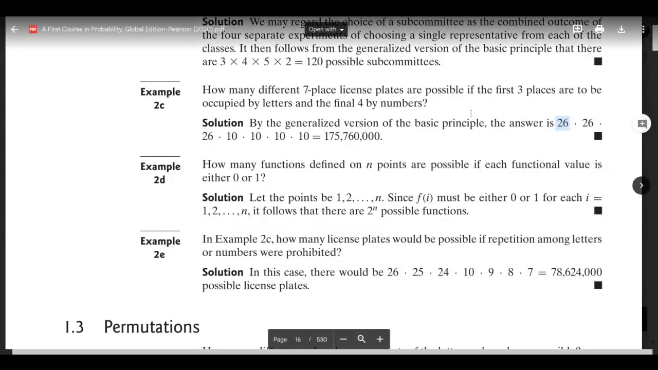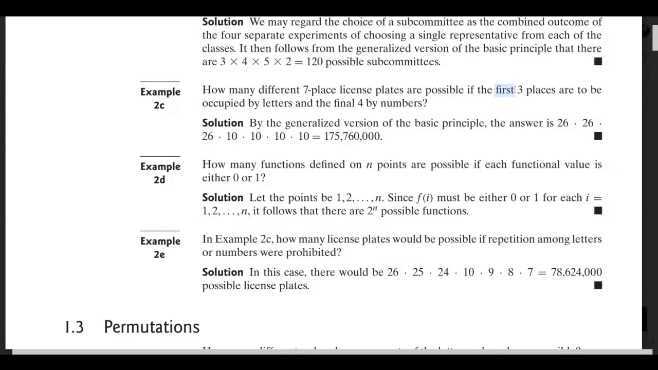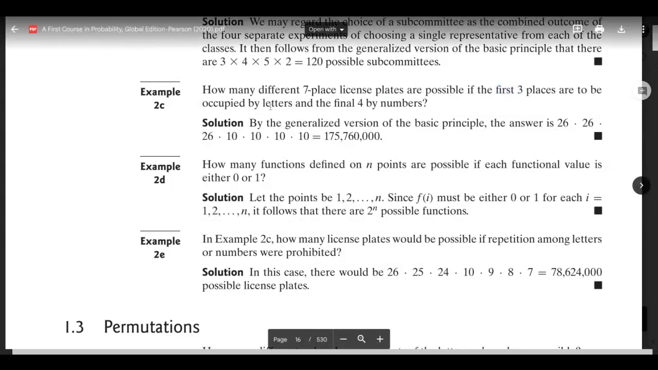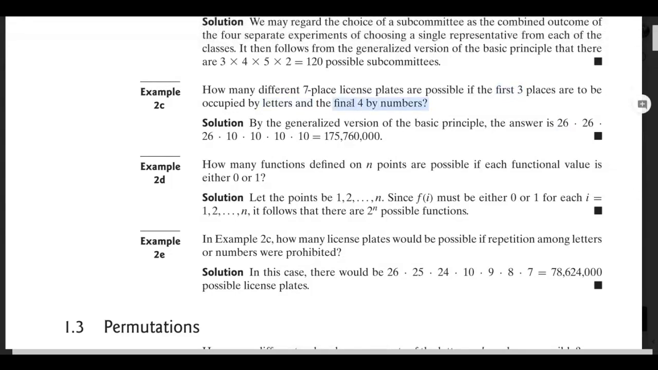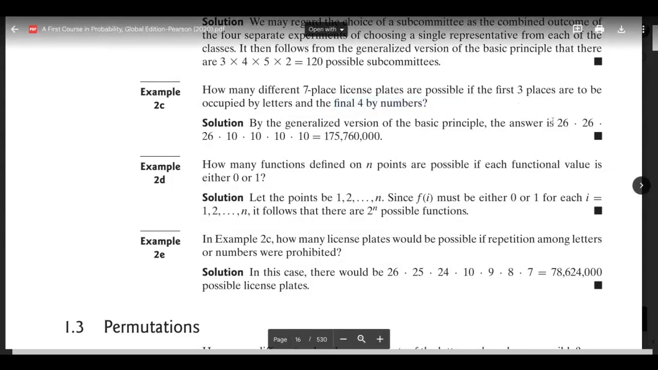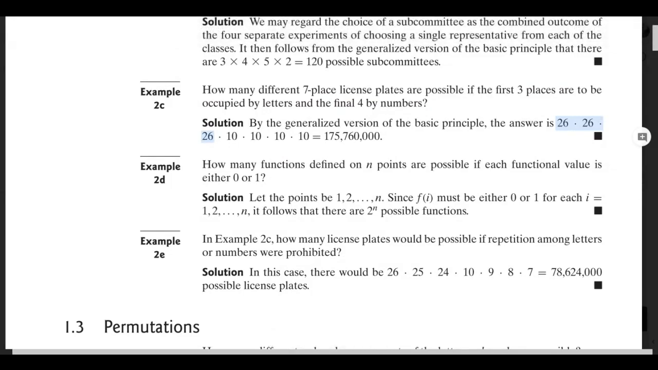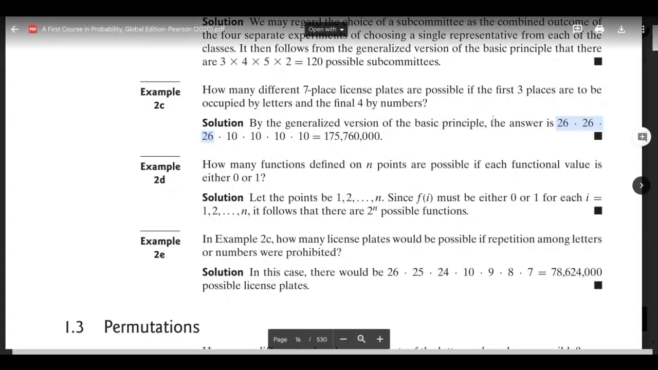So how many different plates can we make out of these 3 letters and the 4 numbers? Well, for letters, we have 26, 26, 26, right? Which means it can repeat, because it doesn't say it cannot repeat. So we could have F, F, F, 6, 6, 6, 6, right? It can repeat. So 7 places.